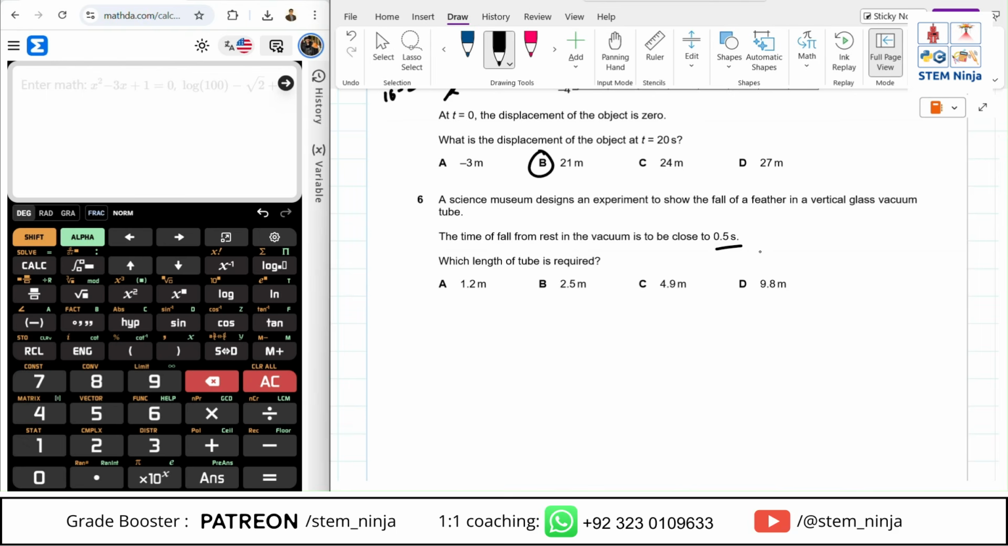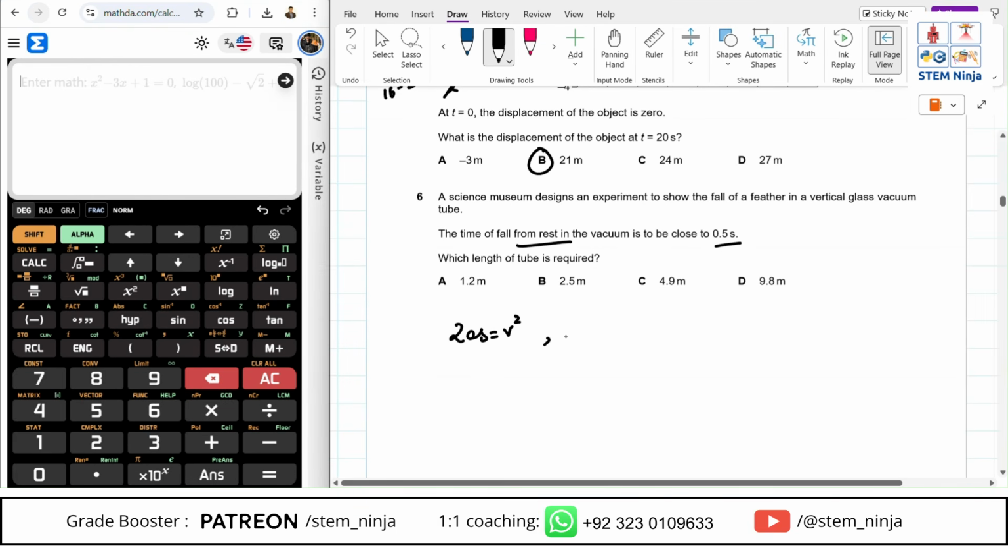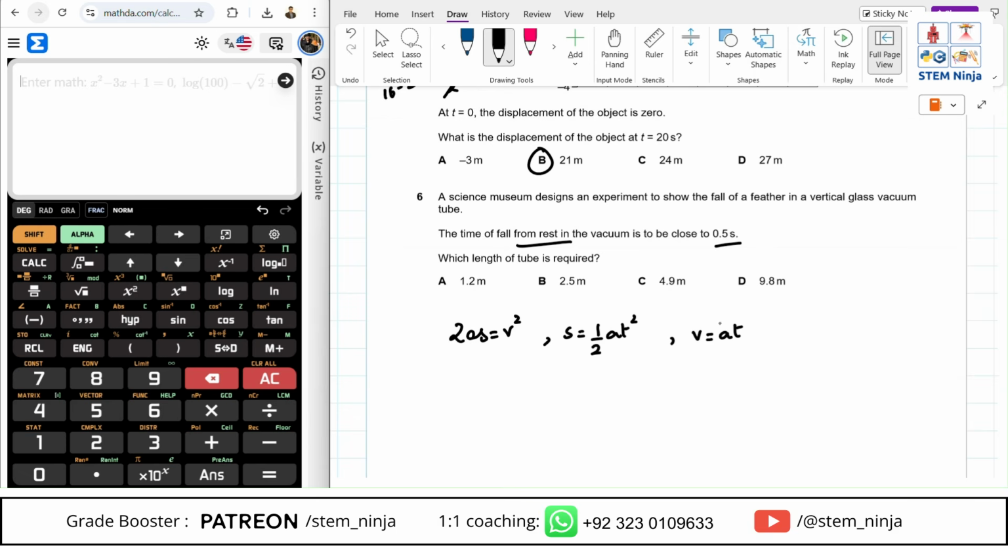Okay, so the fall time has nothing to do with the mass of the feather. We already know that because the acceleration in that vacuum will not change. Since it's falling from rest, we can use 2as is equal to v squared. And what else can we use? We can use s is equal to half at squared. We could also use v is equal to at, because u in all of them is 0.